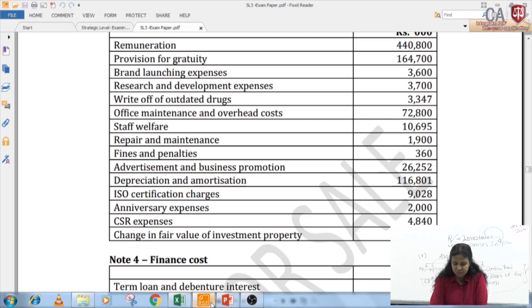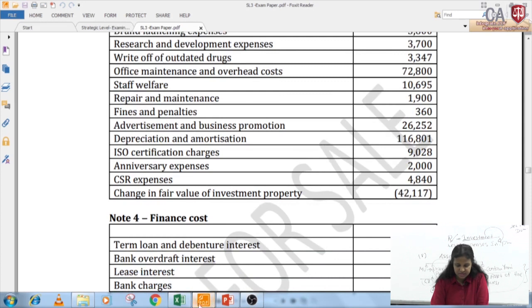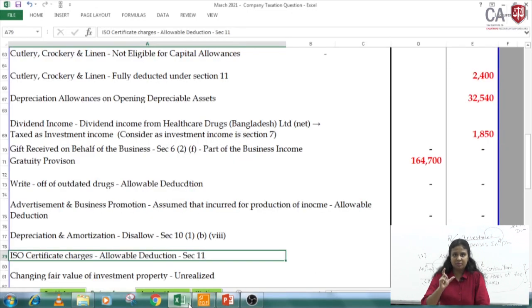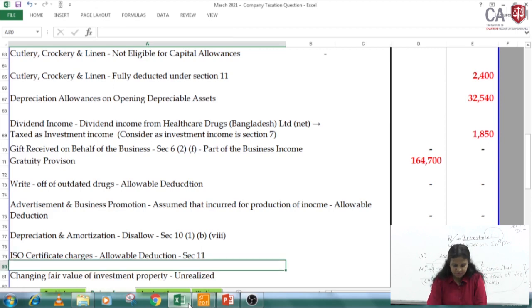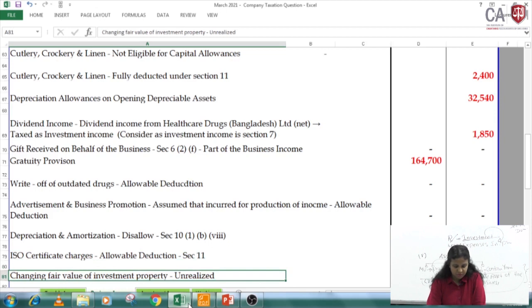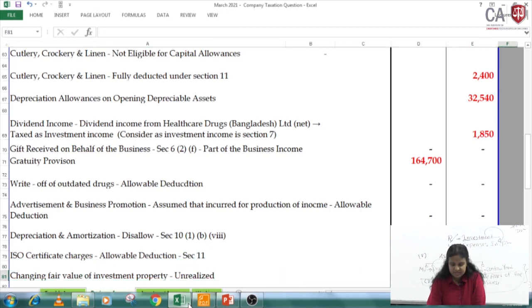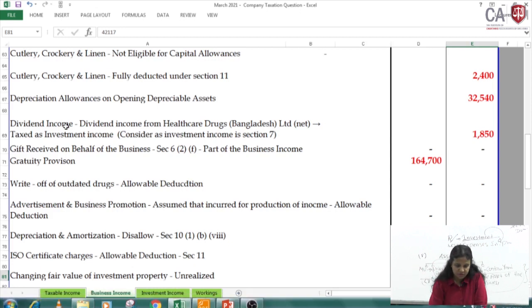Change in fair value of investment property, 42 million, should be removed from the accounting profit. This is an unrealized gain; the change in fair value of investment property is unrealized, and expenses have reduced due to this gain. Therefore my profit before tax has increased, and I need to remove it from the profit before tax. I think it is clear to you.